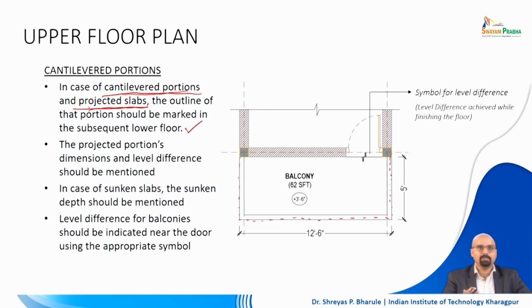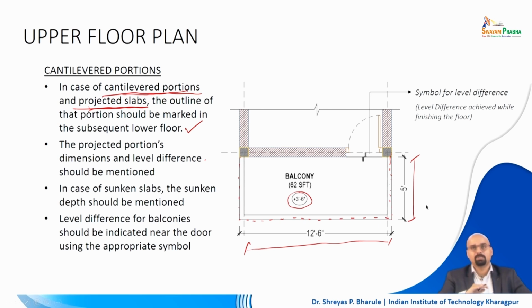So, moving forward, for the projected portion, the dimensions and the level difference should also be mentioned. That is something very important. For projections as well, you need to mention the level difference which is there. Here is where we see the level, and here is where we see the dimensions. This is to be done on the upper floor level itself.